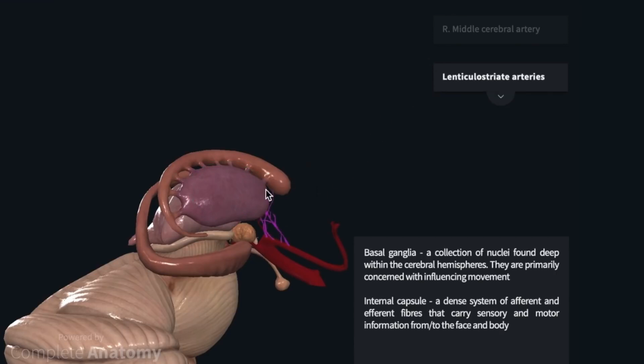Damage to these small vessels can result in motor, sensory, or mixed motor and sensory symptoms. It is also important to remember that branches from the anterior and posterior cerebral arteries, as well as the internal carotid artery, also supply these deep structures.